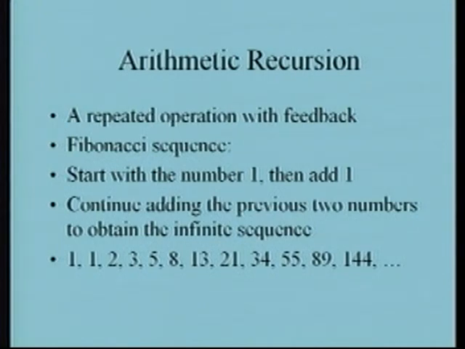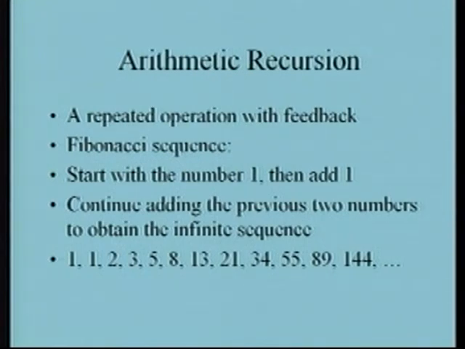Now, I'll begin the meat of the lecture with a recursion, an arithmetic recursion, a repeated operation with feedback. The Fibonacci sequence is well known to most architects. We start with the number 1, then we add the 1, and then we take the 2 previous numbers and add them to get the next number. So that way I generate the sequence 1, 1, 2, 3, 5, 8, 13, etc. And it's an infinite sequence.